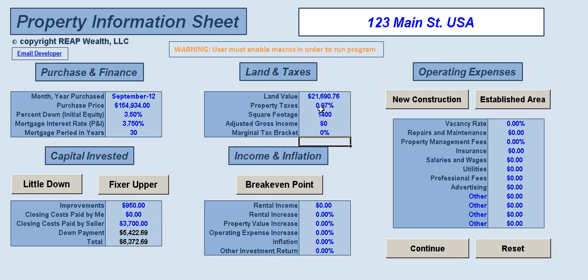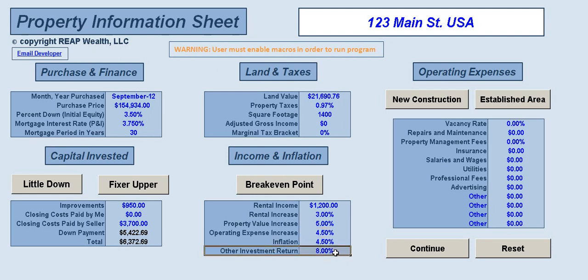Alright, income and inflation. Again, we could press the button here. Our rental income is $1,200 even for this property. The average rental increase is 5.92%, but we're going to leave that at 3% and see how it does. Property value increases were 12% for the area over the last 2 years, but we're going to leave it at 5%. Operating expense increases we'll call 4.5%, and we'll call inflation 4.5% as well.